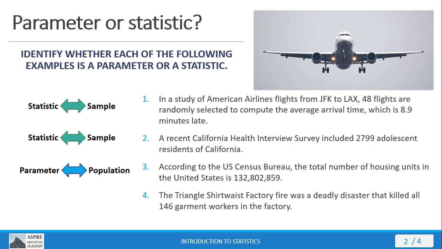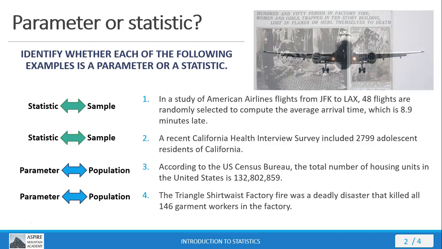Next up, the Triangle Shirtwaist Factory fire was a deadly disaster that killed all 146 garment workers in the factory. Parameter or statistic? Well, again, you had a clue to help you. All 146 garment workers means everyone. So this is a population, which we describe with parameters.